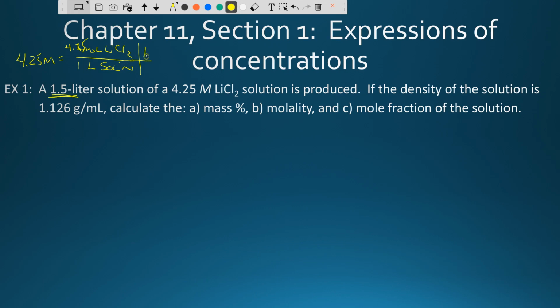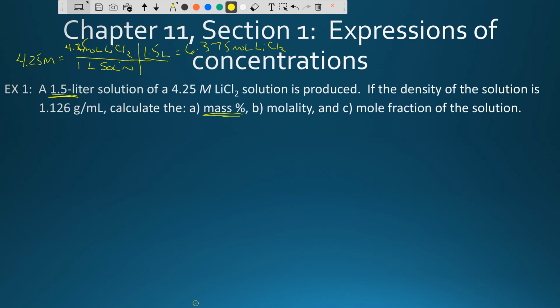And so if I account for that liter and a half, I can see how many moles exactly I've got in the solution. I have 6.375 moles of lithium chloride in that solution because I have a liter and a half. So I have 4.25 per liter, but I have to add another half a liter's worth into there. Okay, so now I can find my first scenario, my mass percent.